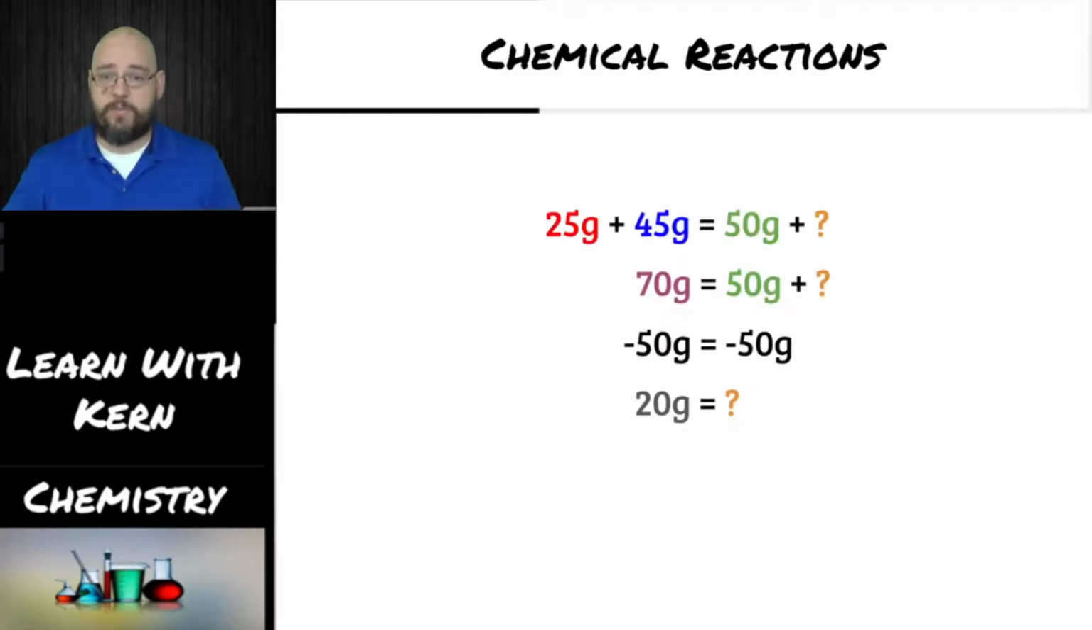So what that tells me is if I have 25 grams plus 45 grams, that's 70. So 50 plus 20 also equals 70. The mass before and the mass after have to be the same. That is kind of the entire point of the law of conservation of mass.